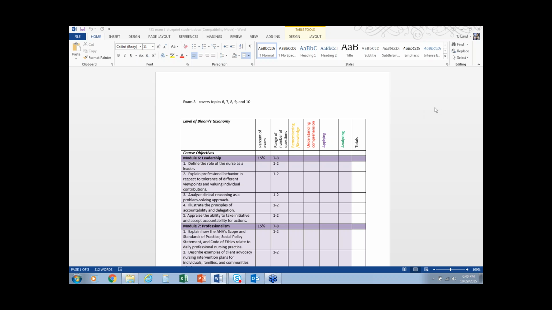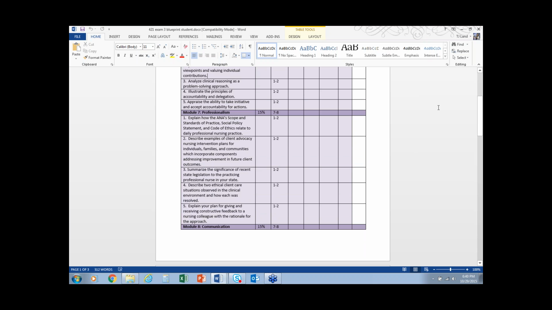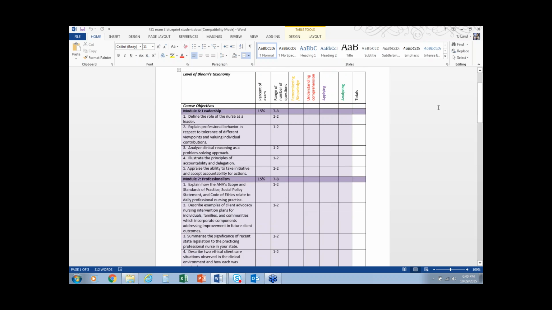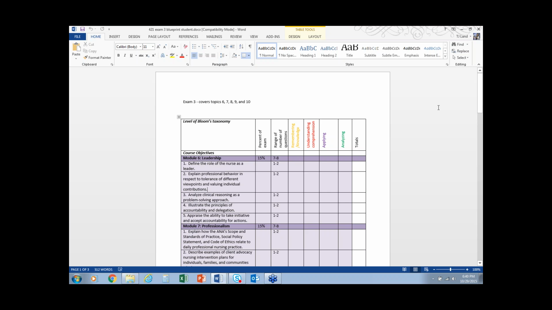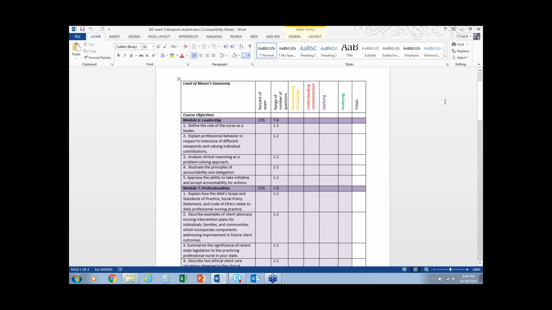This content clinic is a content review in preparation for Exam 3. It actually covers topics 6, which is leadership, 7, which is professionalism, 8, which is communication, 9, which is patient-centered care, and 10, which is collaboration and teamwork. So we're going to go through these individually.